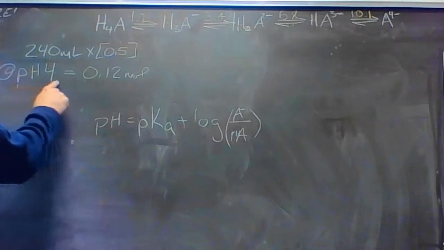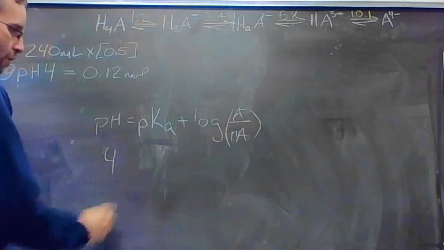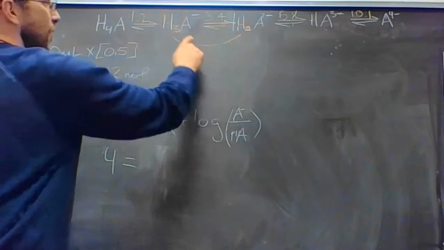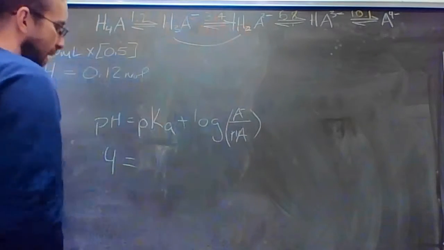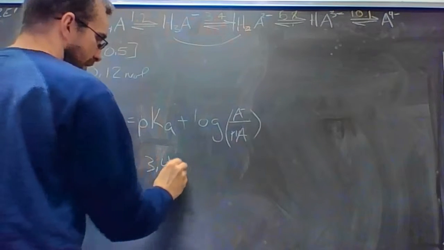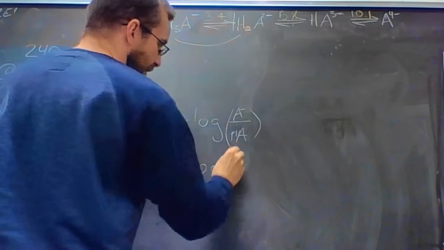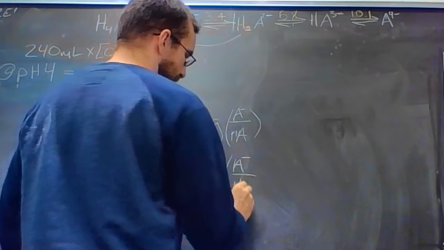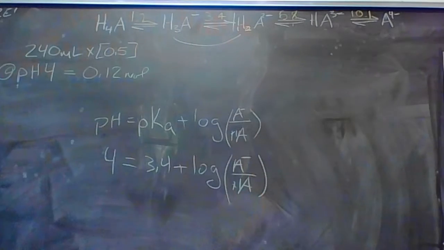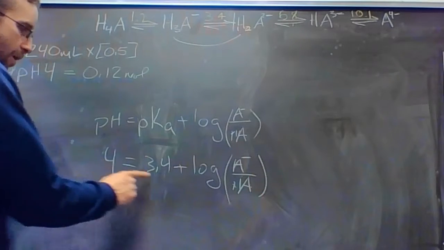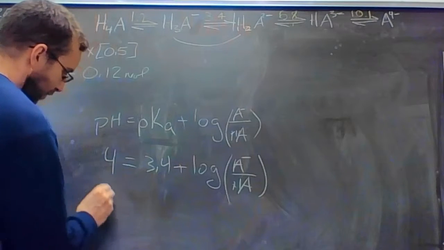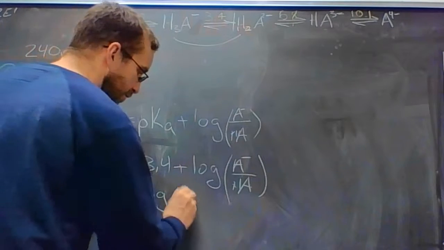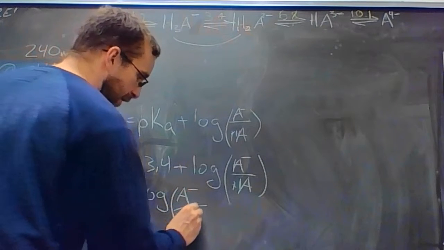We know from our problem that we start with a pH of 4. We just figured out that 4 is closest to 3.4, and this is our equilibrium here, so we'll use this pKa, 3.4, plus the log of the conjugate base over the protonated acid. Let's do a little bit of algebra. 4 minus 3.4 is 0.6, therefore equals the log of the conjugate base over the protonated acid.